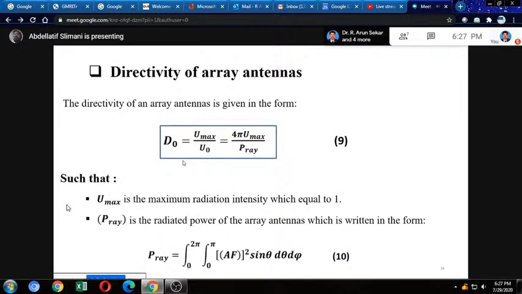So the directivity of our array antenna. Before representing directivity, I talk about these terms. Directivity equals the maximum radiation intensity divided by the intensity in the desired direction, so we have 4π Emax divided by P radiated, and P radiated depends on our array factor, AF.